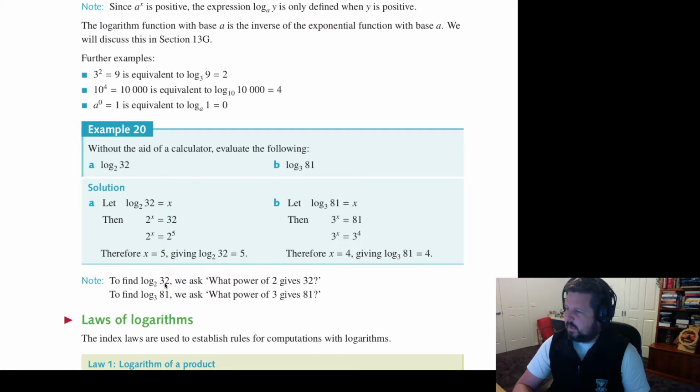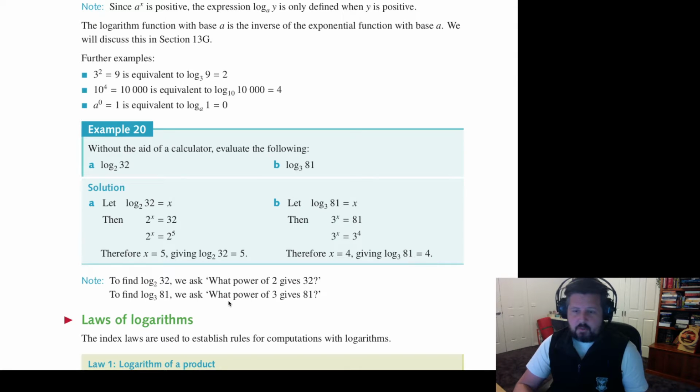I guess another way you could look at it, if you have this here, you could say, what power of 2 gives us 32? Yep, and so we know that obviously it has to be 2 to the power of 5 that will give us 32. So that's another way of thinking about this.